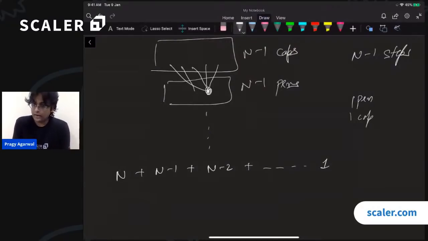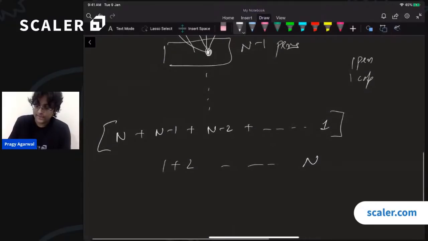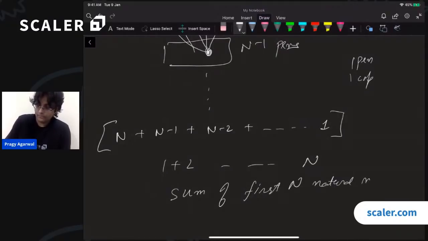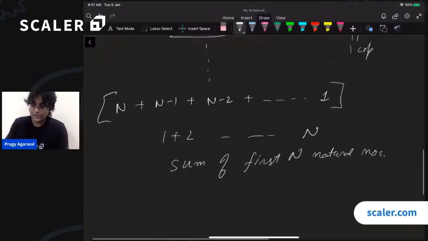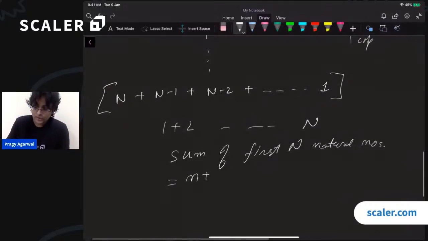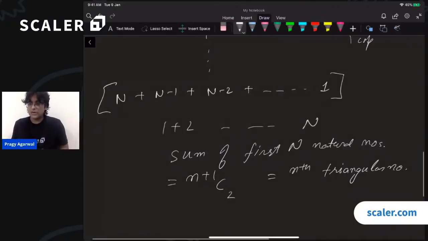Okay. So can someone tell me what the summation of this particular thing is? This is 1 plus 2 all the way till n, right? This is the sum of the first n natural numbers. Yes, this is also the same as n plus 1 C 2. This is also called the nth triangular number, right? And what is the formula?